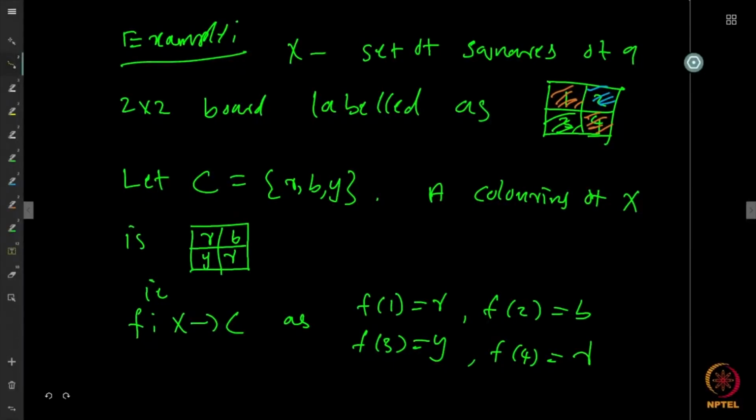So let us look at an example. So X is the set of squares of a 2x2 chessboard or board, labeled as 1, 2, 3, 4. Okay, so maybe I will redraw this.